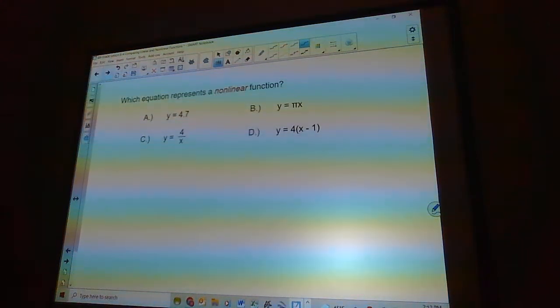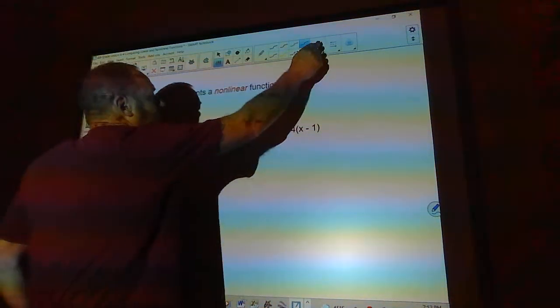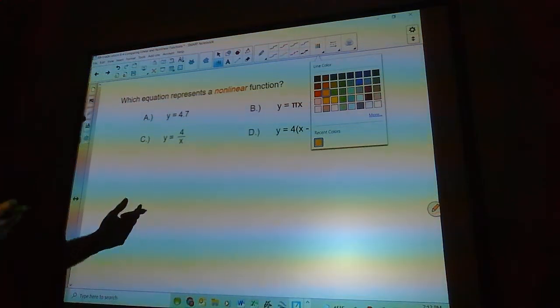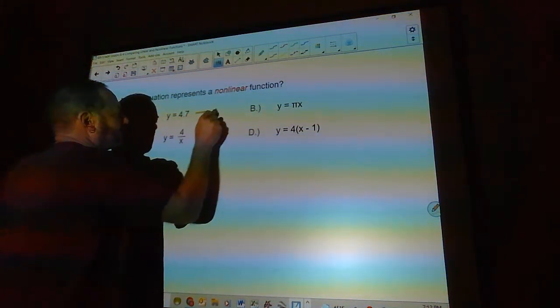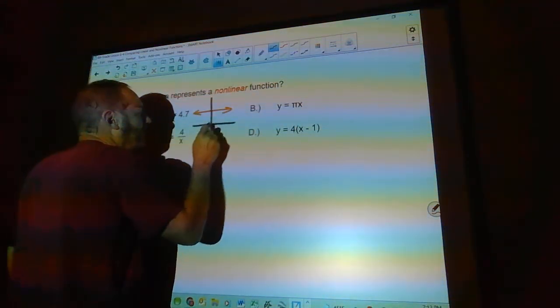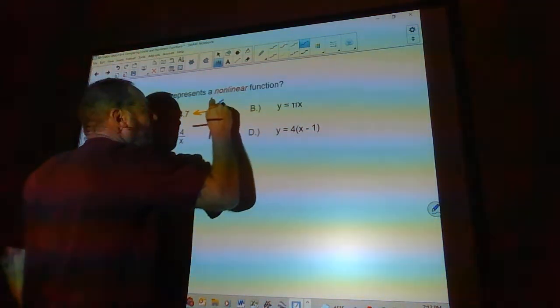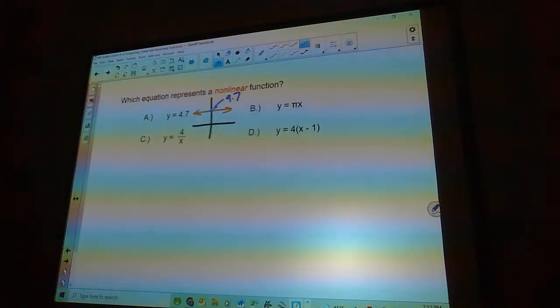Okay. Which equation represents a nonlinear function? So let's look at these. y equals 4.7. What is that? That is a horizontal line at 4.7. That thing looks like this. If I was going to put it on a graph, this right here would be 4.7. So that's definitely linear.